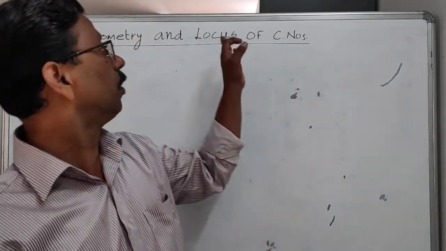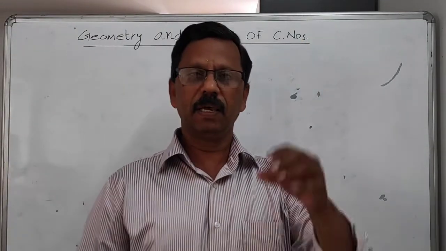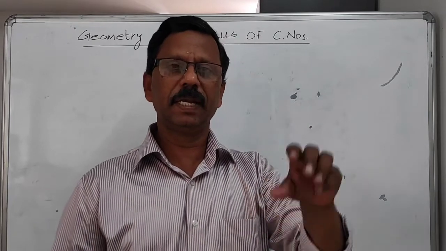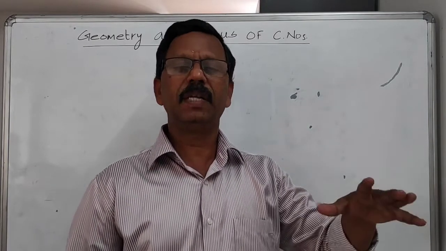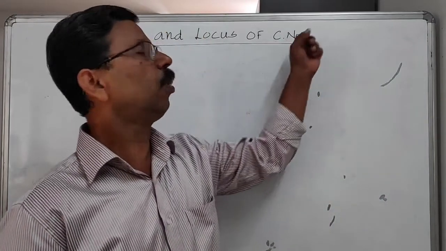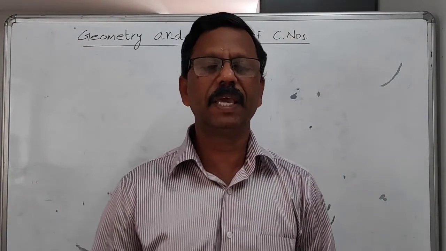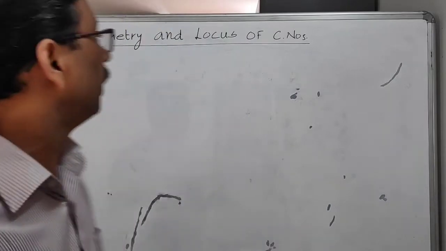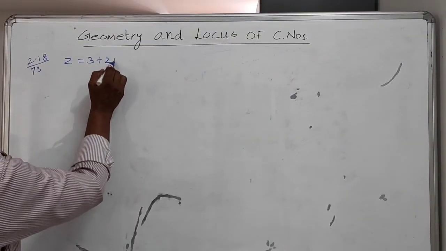Likewise, we are going to talk about the locus of a complex number. Here we are going to consider the complex number as a point, and we are going to trace its path. That is called the locus of a complex number. Okay, now let us see the first example, 2.18.